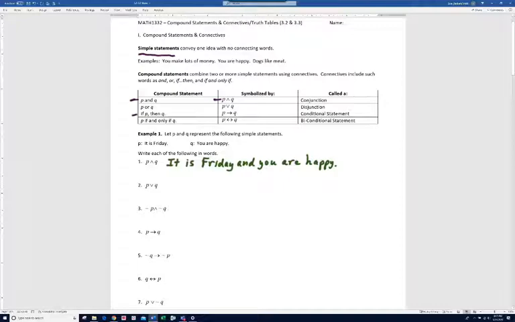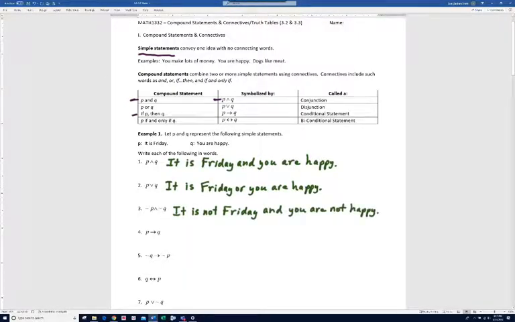Number 2 is similar. It's a disjunction, or an or statement. This is P or Q. So it is Friday or you are happy. I'll do one more with you, and then I would encourage you to do the others and check your work. On number 3, not P, so it is not Friday, and not Q, you are not happy. Okay, so go ahead and try 4 through 7, and then I would encourage you to check your answers on the video.